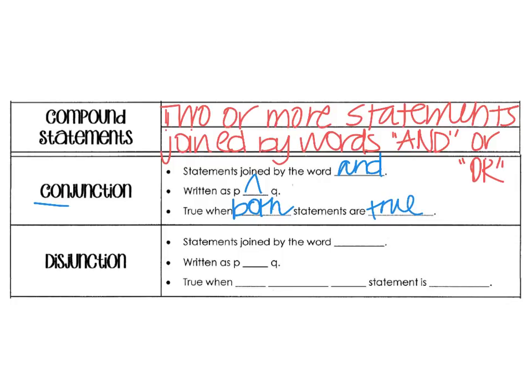Now, statements joined by the word or are called disjunctions. And we write this as P or Q. So we do a little arrow pointed down. Alright, and let me draw that a little better. That's not a very good arrow down. Alright, so we want that to be a nice little down arrow. Alright, that means P or Q. And disjunctions are true when at least one statement is true. Alright, and we're going to do several examples to show the difference between both statements being true and at least one statement being true, and you will be able to tell the difference between a conjunction and disjunction. Both are compound statements.